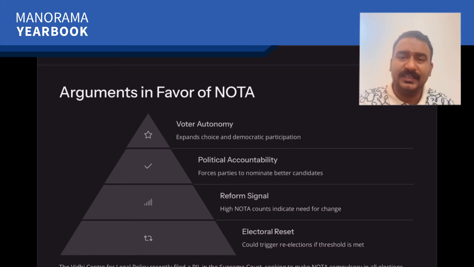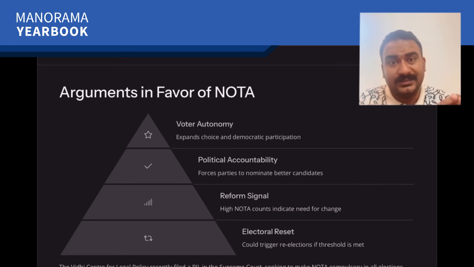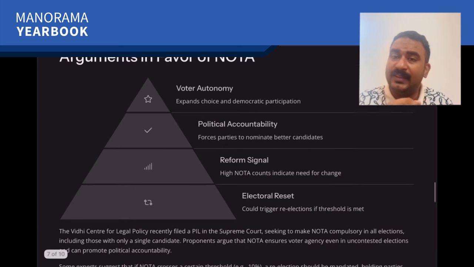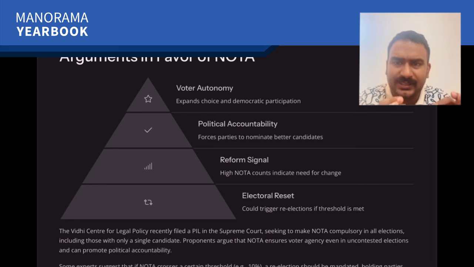Fourth, a rising none of the above count can act as a signal to the Election Commission and political parties that voters are disillusioned, promoting corrective reform. Some political experts even suggest going further: if NOTA crosses a certain threshold, say for example 10%, a re-election should be mandated and parties should be held accountable.